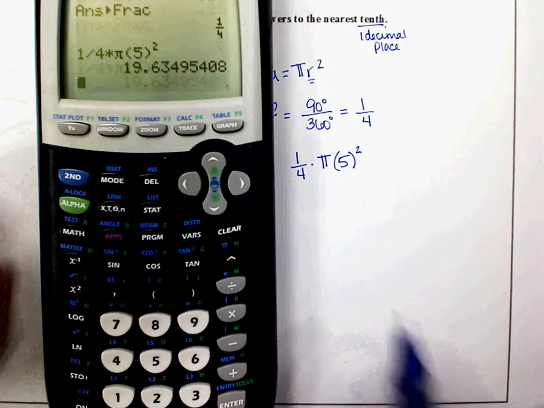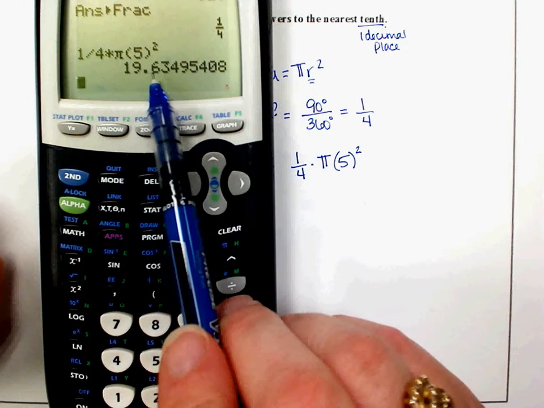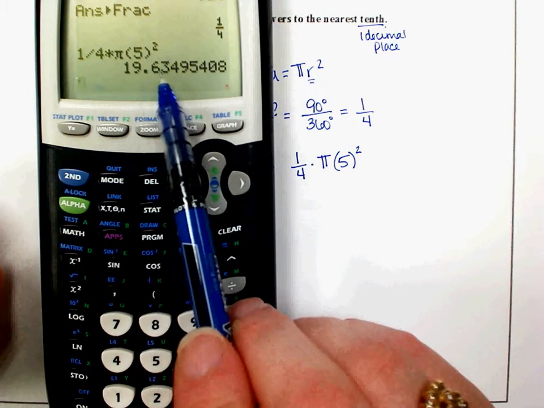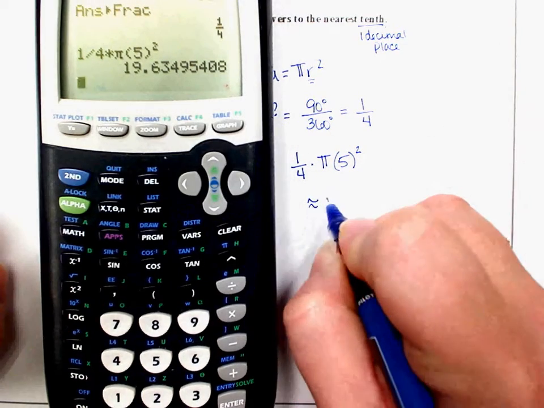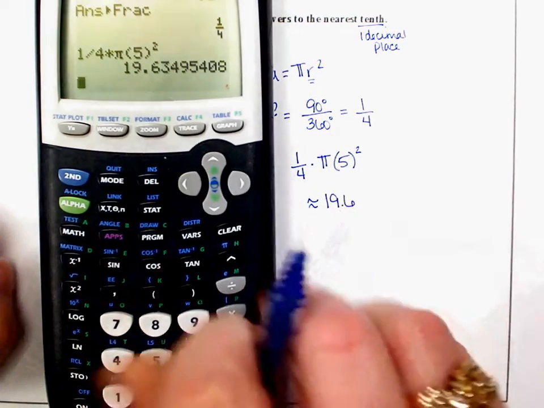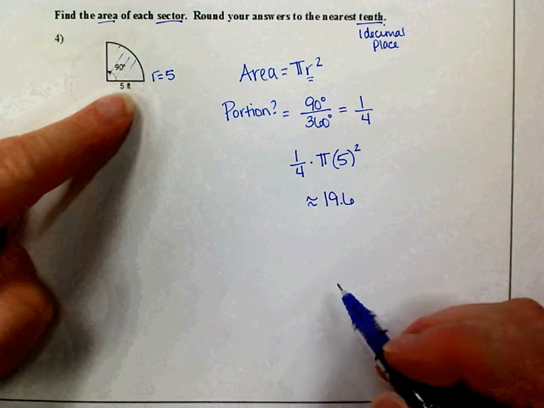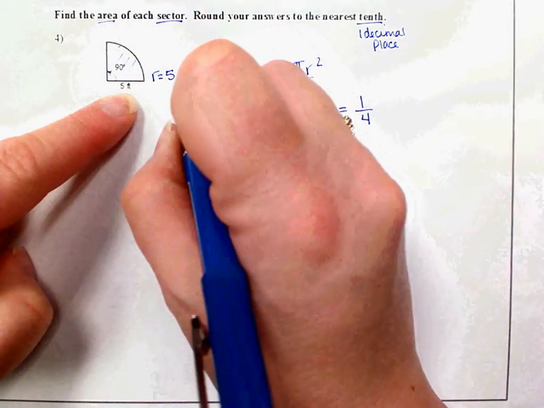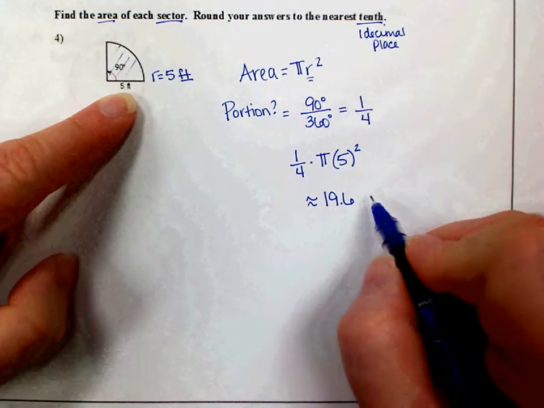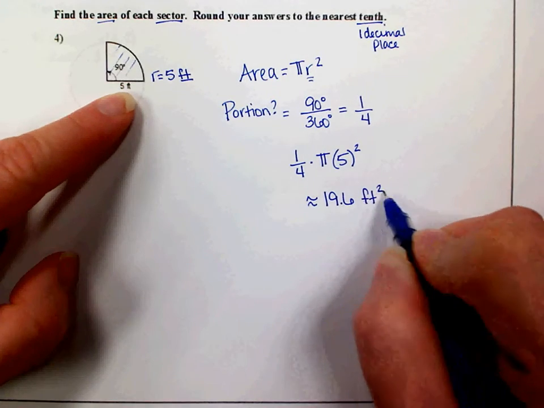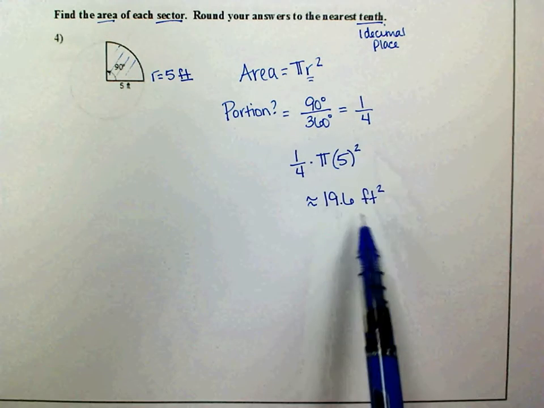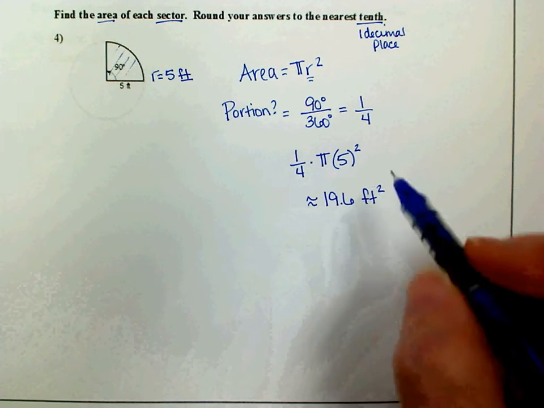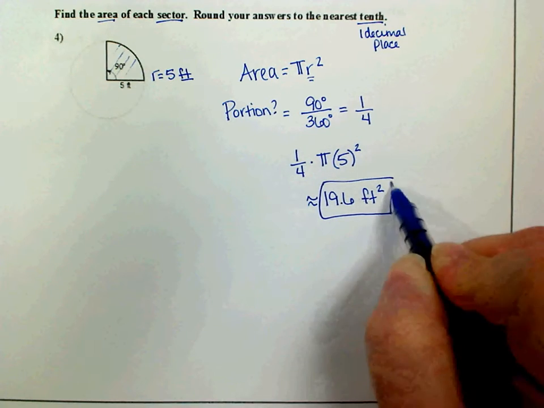I'm rounding to the nearest tenth, and the tenths position is a 6. Next door is 3, which is not 5 or greater, so that 6 stays a 6, and that's 19.6. We are given units, 5 feet. And so our area is always squared units, so feet squared. It's because we had 5 feet being squared, so that's where feet squared comes from. So approximately 19.6 feet squared.